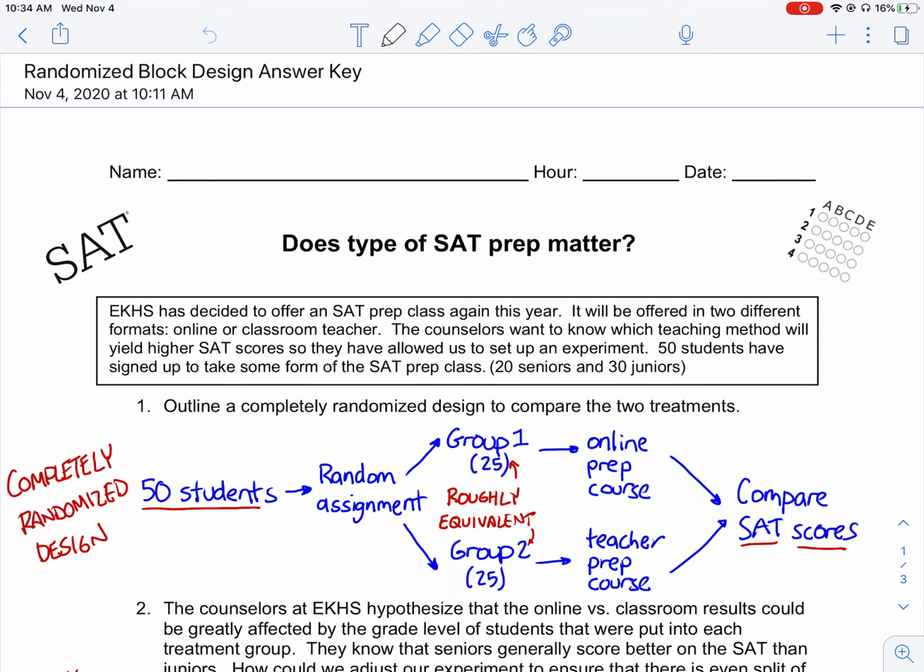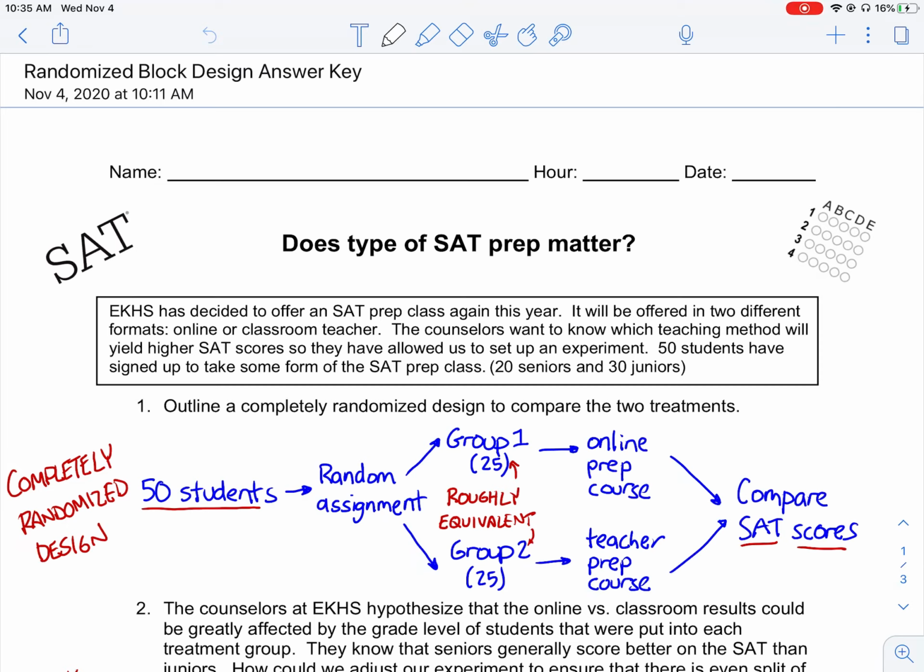So high school decided to offer an SAT prep class again this year. It will be offered in two different formats, online or classroom teacher. The counselor wanted to know which teaching method will yield higher SAT scores, so they have allowed us to set up an experiment. 50 students have signed up to take some form of the SAT prep class.